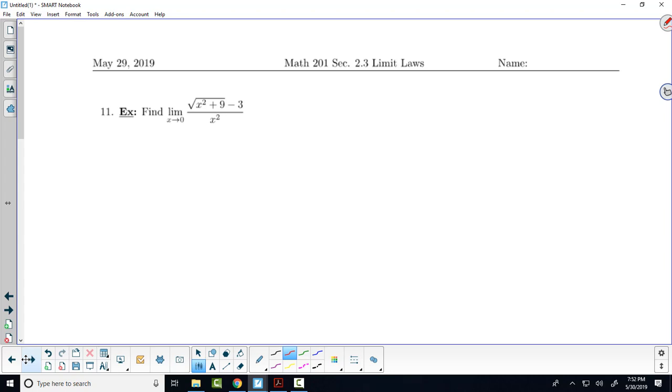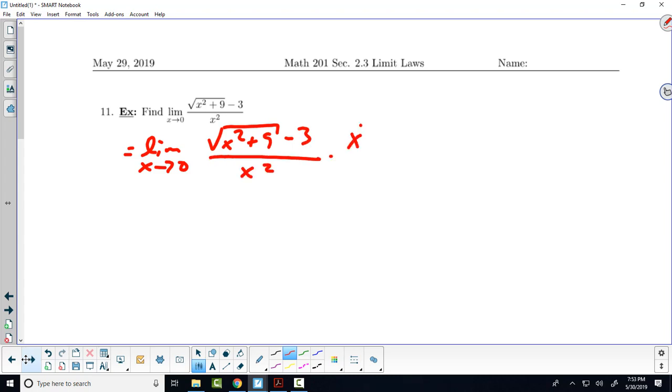So what am I going to do? I'm going to take this expression here. Let me write it down here. The limit as x approaches 0, I've got to keep writing that limit, of the square root of x squared plus 9 minus 3 all over x squared, and I'm going to go ahead and multiply this by the square root of x squared plus 9 plus 3 all over the square root of x squared plus 9 plus 3.